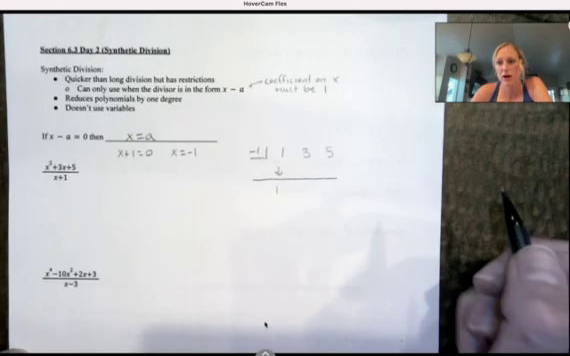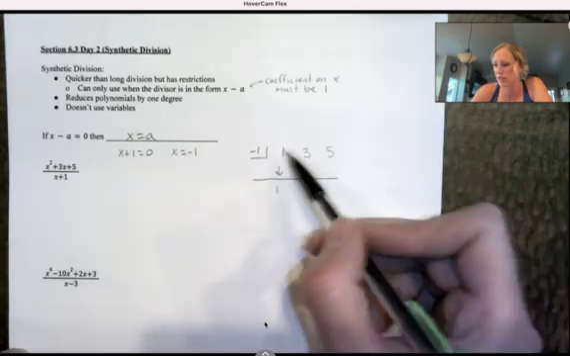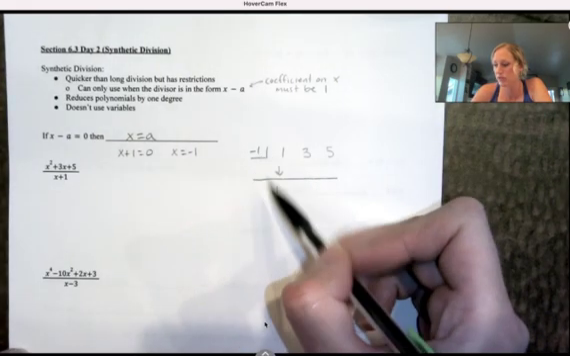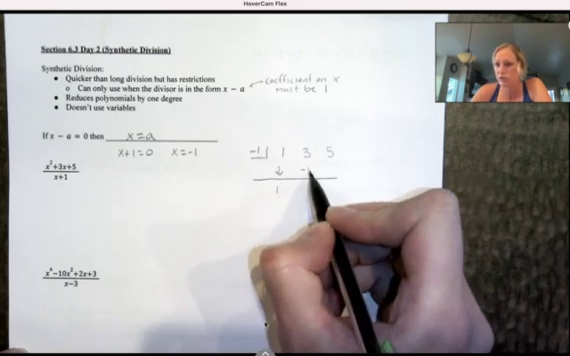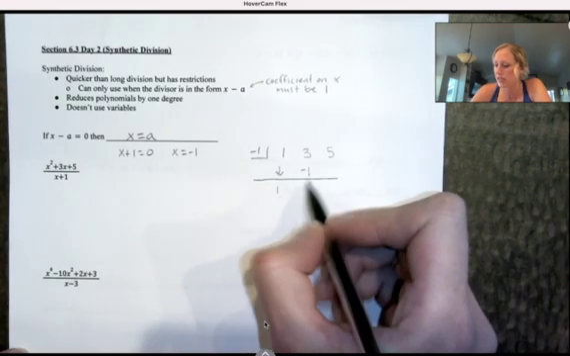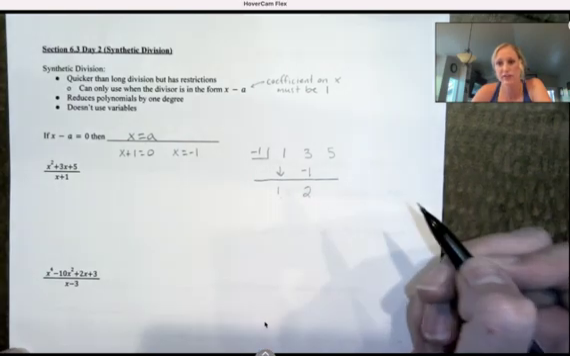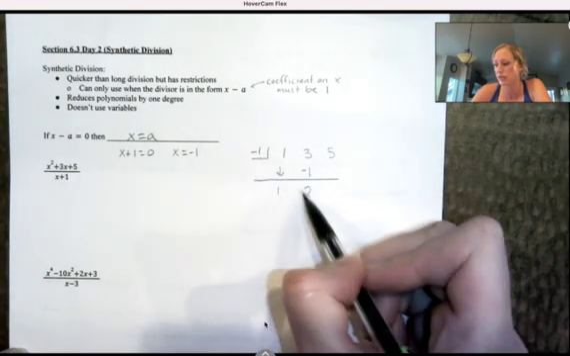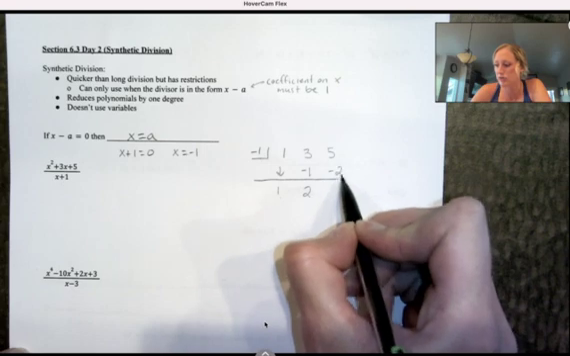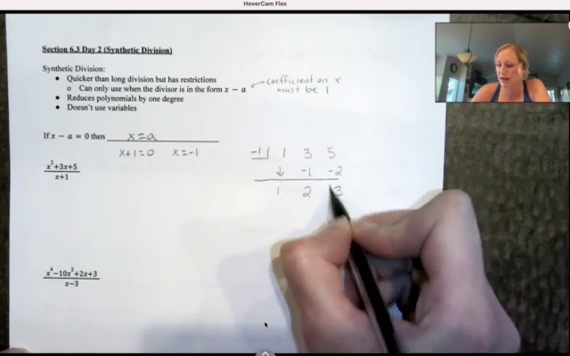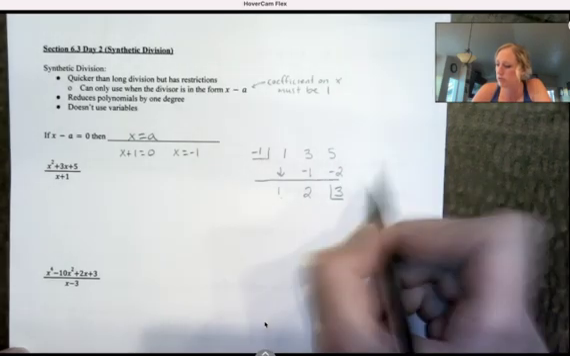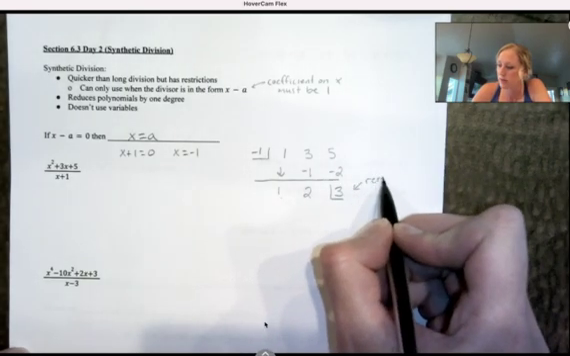Then the process of synthetic division is I'm going to multiply -1 times 1 and put the product here. And then I'm going to add. So 3 plus -1 is 2. And then I just repeat. So -1 times 2 is -2. 5 plus -2 is 3. The last number I also like to put in a box. This is the remainder.